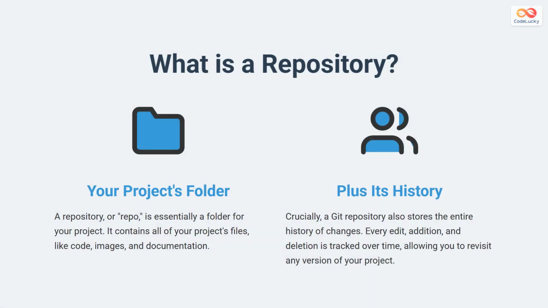Before we clone, let's clarify what a repository is. Think of it as your project's main folder. This folder contains all the files, such as code and assets. But a Git repository is special because it also contains the full history of every change ever made to the project. This history is what makes version control so powerful.